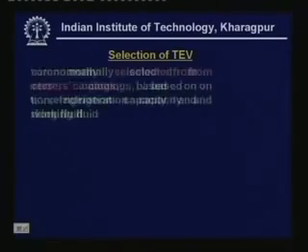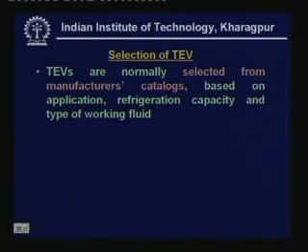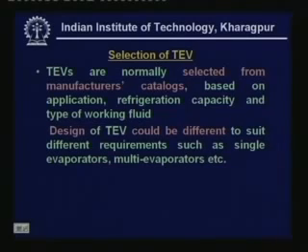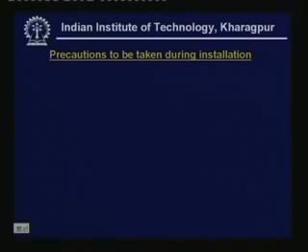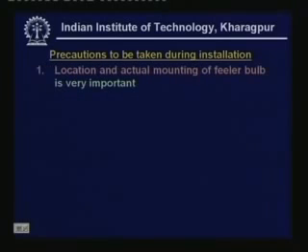Now let us look at selection of thermostatic expansion valve. Thermostatic expansion valves are normally selected from manufacturers' catalogs based on application, refrigeration capacity and type of working fluid. Okay, so manufacturers give catalogs to suit various applications and various loads, etc. And the design of thermostatic expansion valve could be different to suit different requirements such as single evaporators, multi evaporators, etc. Now there are certain precautions you must observe while installing the thermostatic expansion valves. What are the precautions? Location, first is the location and actual mounting of feeler bulb.